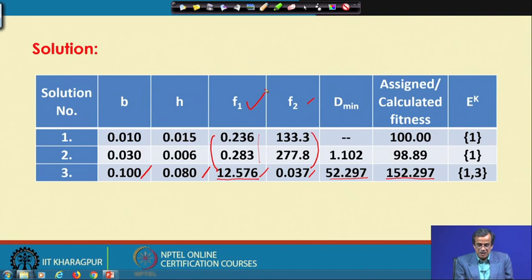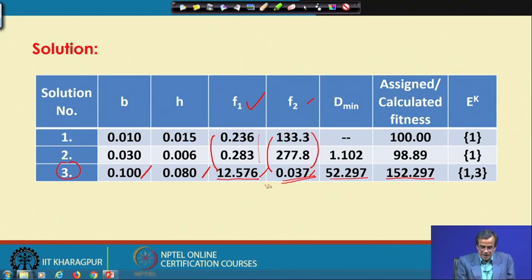Now, let me compare in terms of f 2. If I compare this 133.3 with 0.037, and as this is a minimization problem, in terms of f 2 the solution 3 is better compared to the solution 1, that is the non-dominated solution, because this is a lower value compared to 133.3. That means solution 3 is a non-dominated solution with respect to f 2, at least one objective function, but not with respect to f 1.